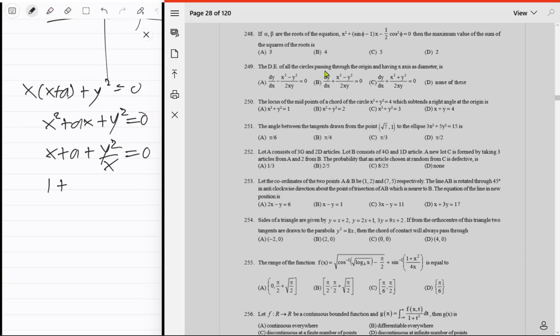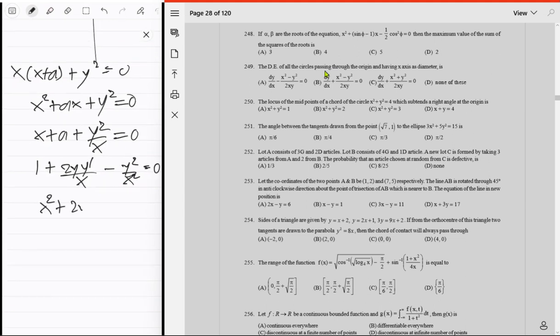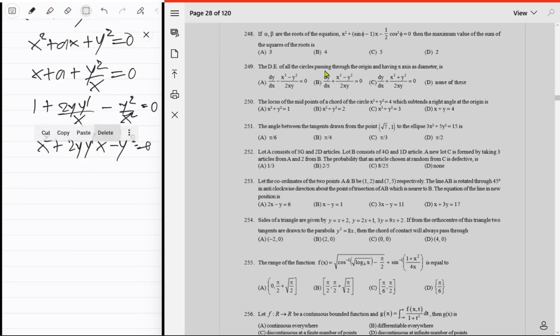Like 1 plus 2y dash upon x minus y squared upon x squared is equal to 0, which means like x squared plus 2y dash x minus y squared equal to 0. Or y squared minus x squared is equal to 2y dash x. That looks correct. So we have to figure out y dash as a function of x and y. So y dash is just y squared minus x squared upon 2xy. Okay, you have to write it like this, fine. This is y dash equals (y squared minus x squared) upon 2xy, which is B.